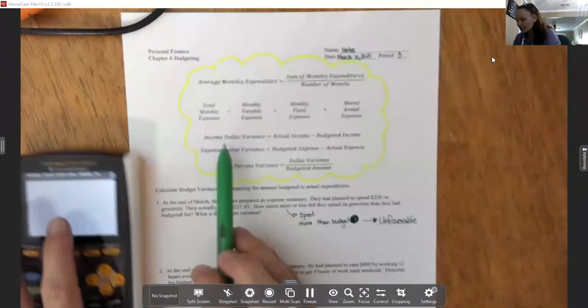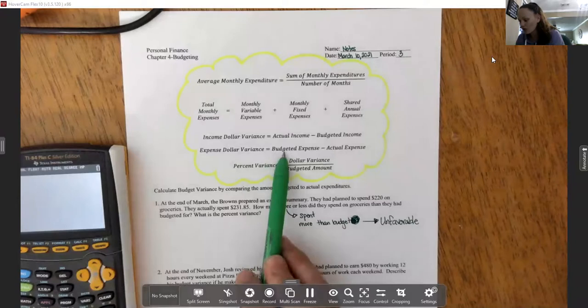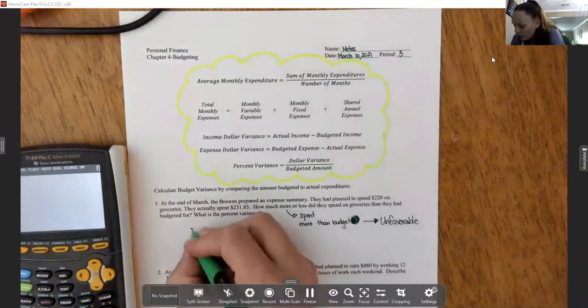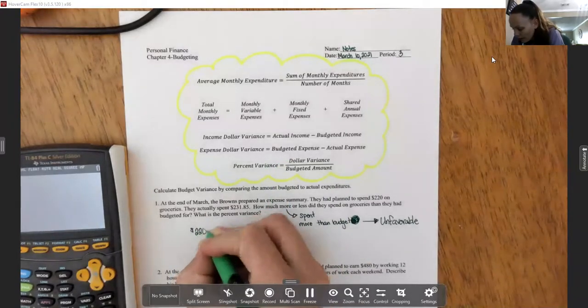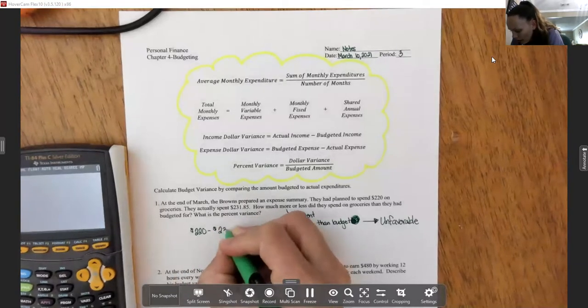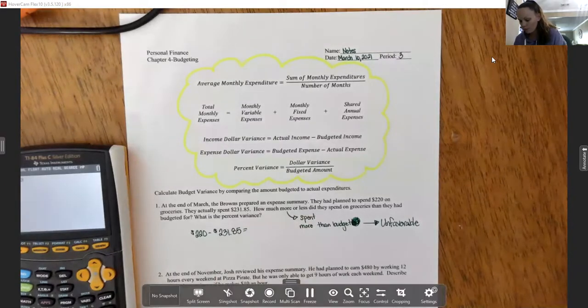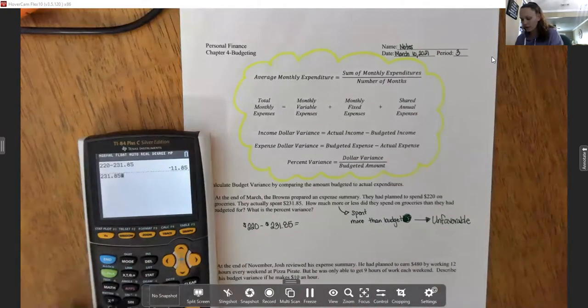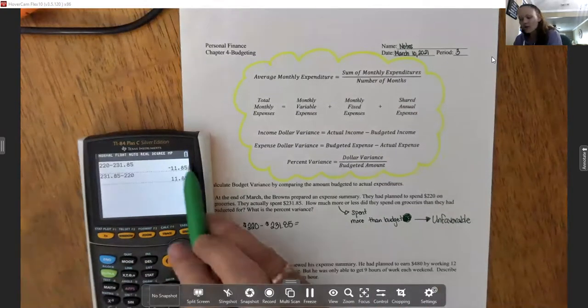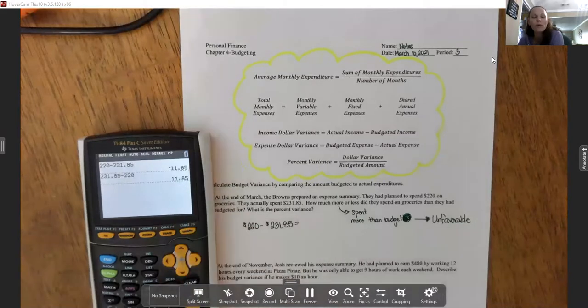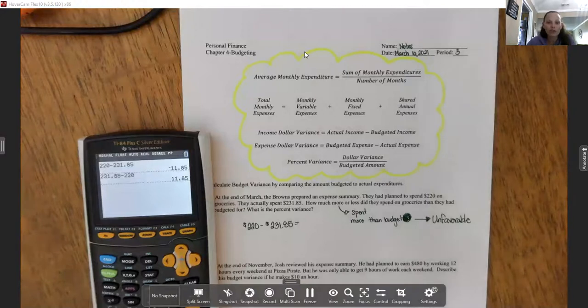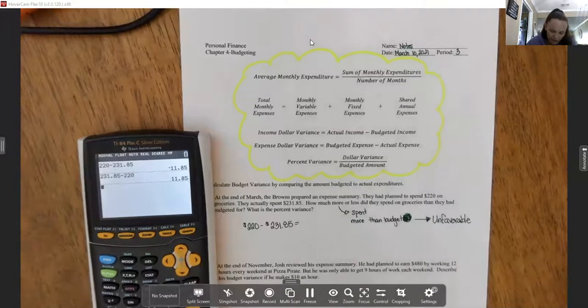So because this is expenses, you do the budgeted minus the actual. So 220 minus 231.85. Had you done it the other way, and I'll put my calculator on the screen so you can see it both ways, notice you'll get the same answer either way. One will be positive and one will be negative. It just matters that you make sure you understand the context of the problem.